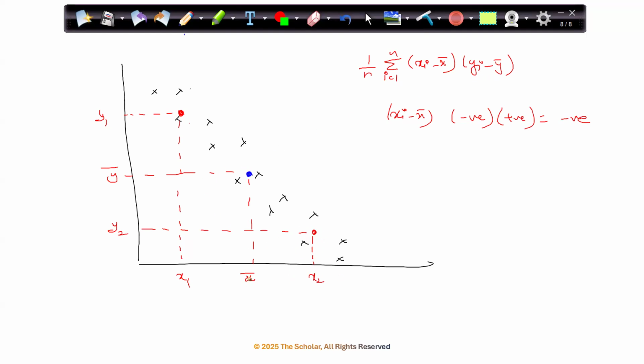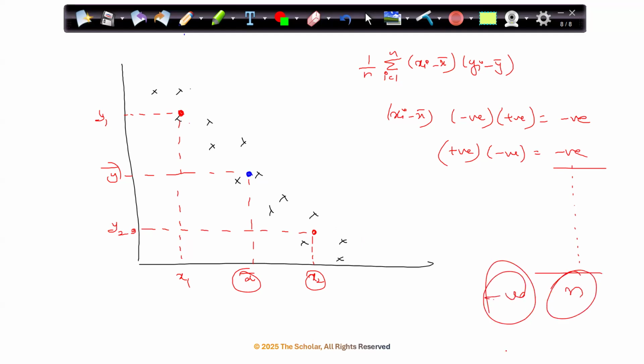Same way for the second point as well. x2 is bigger, x bar is smaller. So what is bigger minus smaller? Positive. Same way y2 is smaller, y bar is bigger. y2 minus y bar is what? Negative. What is negative into positive? Negative. So can I say that for every point, my values will be negative? Divide by n, it will also be negative.